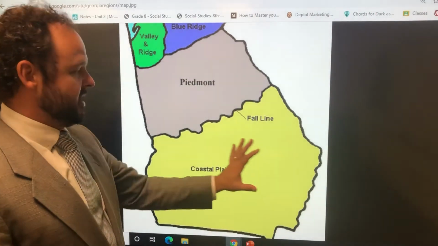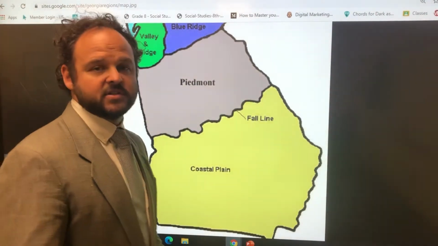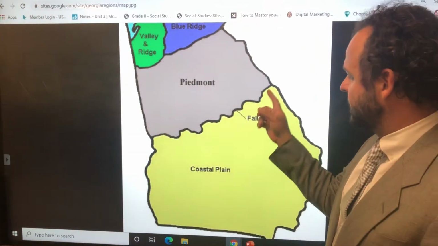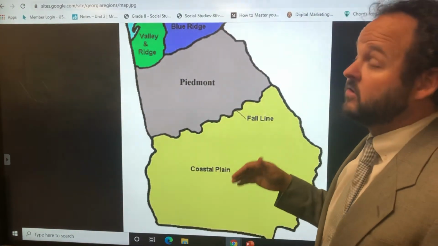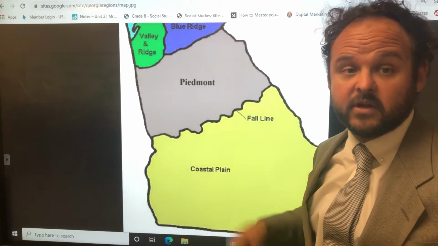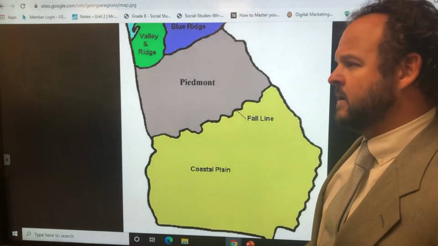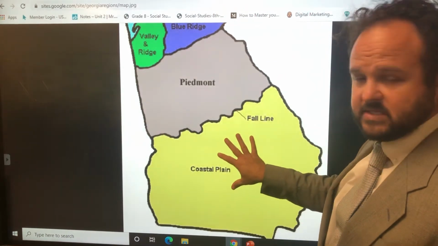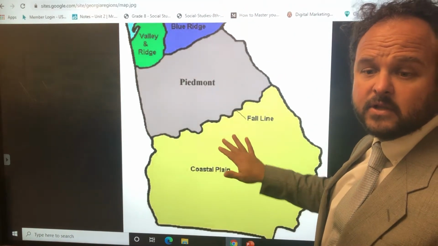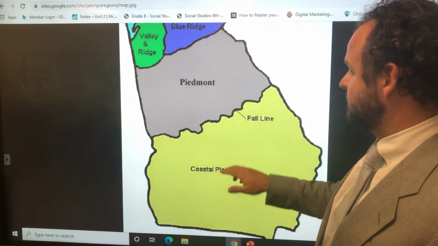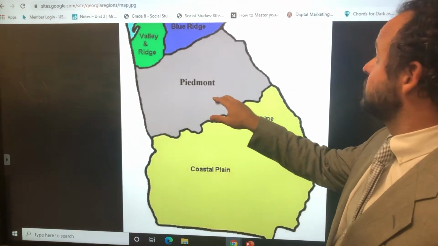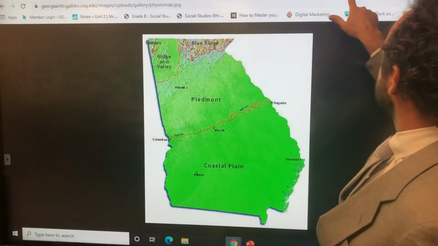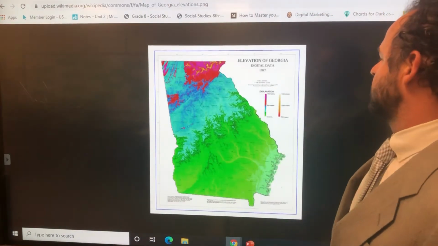And then you've got this giant region down here, the largest geographical region, which is separated from the Piedmont by a line called the Fall Line. It's called the Fall Line because there's literally a lot of waterfalls there, and the elevation drops. So this elevation is lower to sea level than the elevation in this region. And you can see that clearly illustrated in this map.